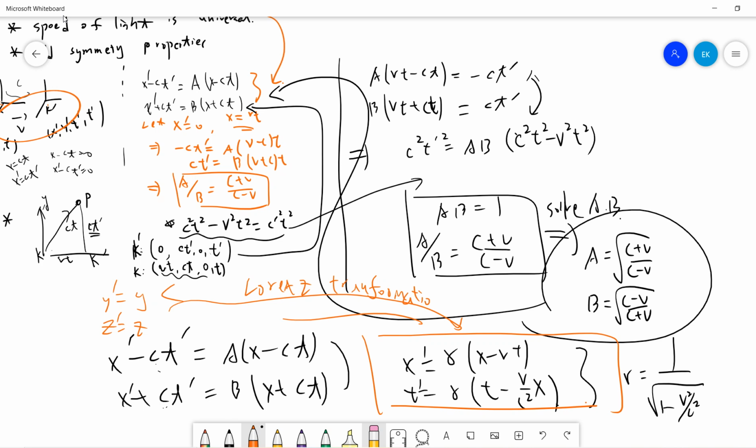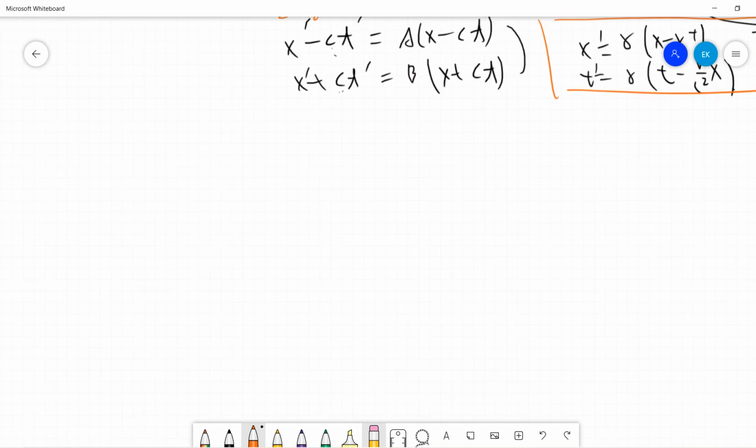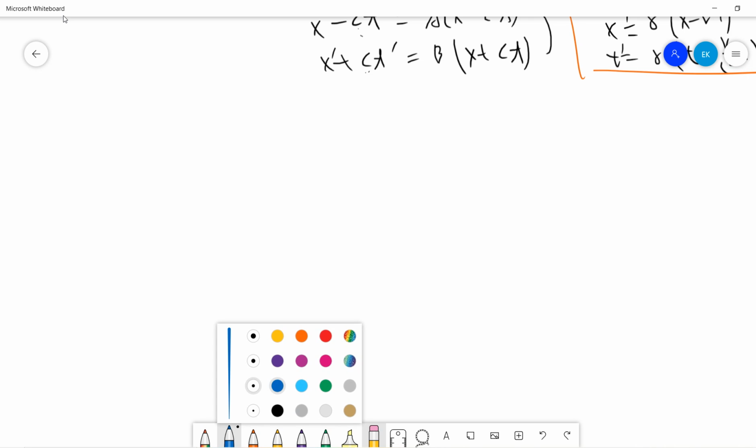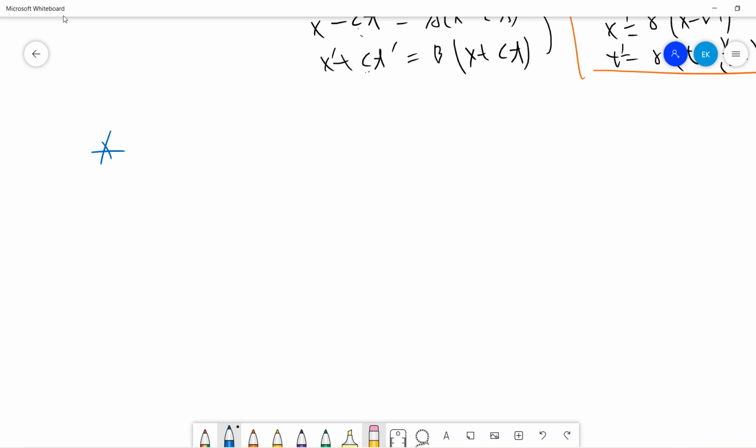Okay, so let me just quickly do some more mathematics, more algebra. So more algebraically, let's define a distance. Let's define a distance to be c squared t squared minus dr squared. R squared basically is x squared plus y squared plus z squared.